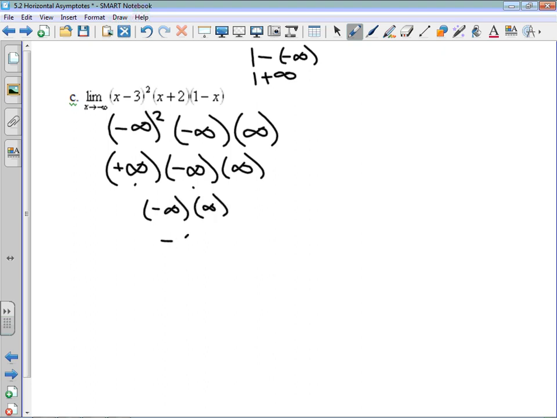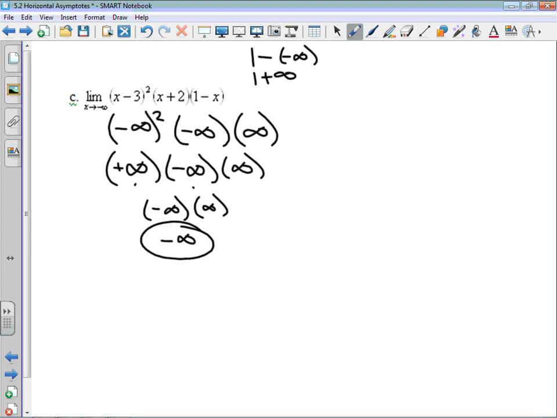Now, what's very important about this is that this is not a number. And that means that the function as x goes to negative infinity, so the far left-hand side of our graph, we are not approaching a value. It's going down to negative infinity. And we're going to combine those.